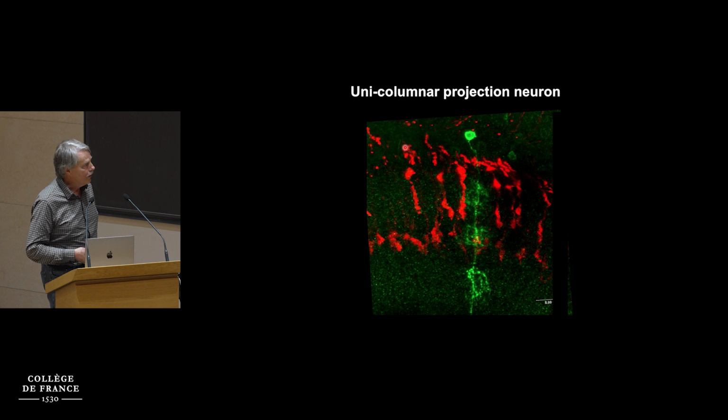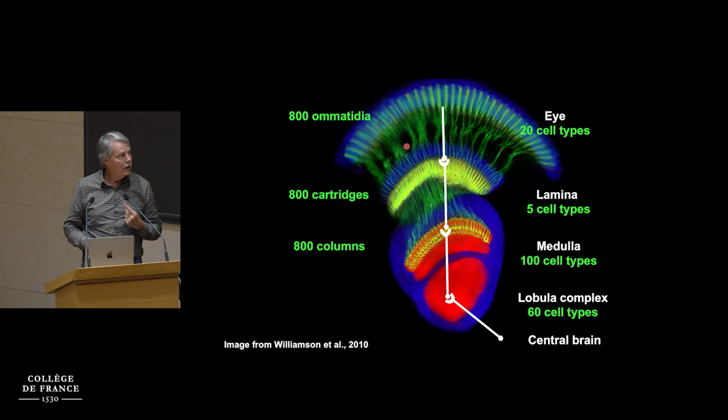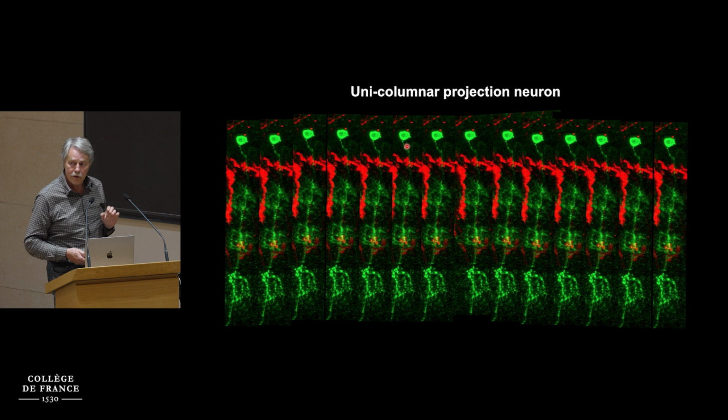Okay. So in this system, if we focus our attention here, you have different types of neurons. You have neurons that process information from one pixel, for example what is called a unicolumnar neuron. There is one neuron like that for every one of the pixels. Here I try to illustrate that there are about 800 neurons because there are 800 columns.